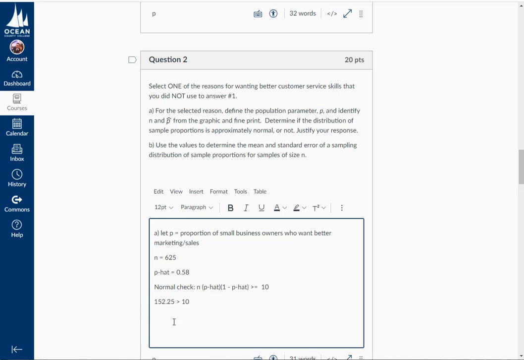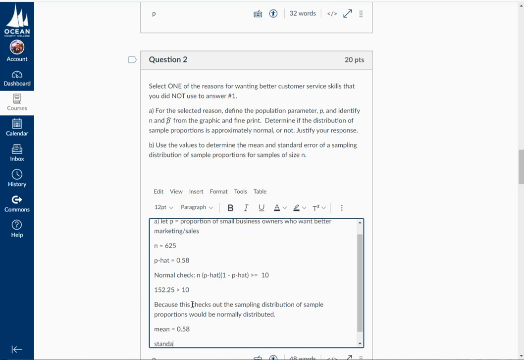All right, so you'll want to expand on this from your notes and your reading. And so, because this checks out, the sampling distribution of sample proportions would be normally distributed. Okay. Next, it says use the values to determine the mean and standard error of the sampling distribution of the sample proportions. So the mean is just equal to P hat in this case, because that's all you really have. The average should be whatever the proportion is there.